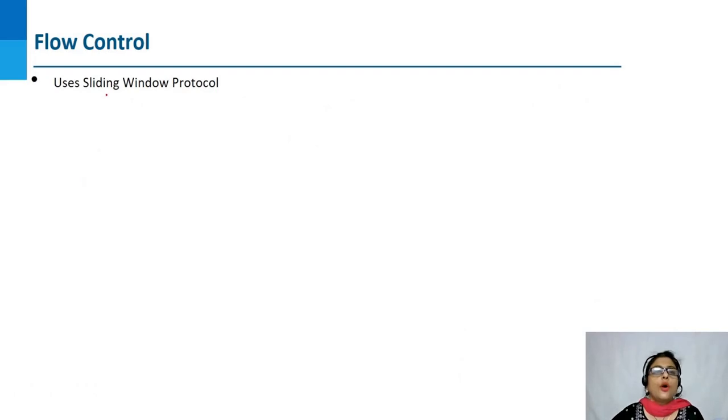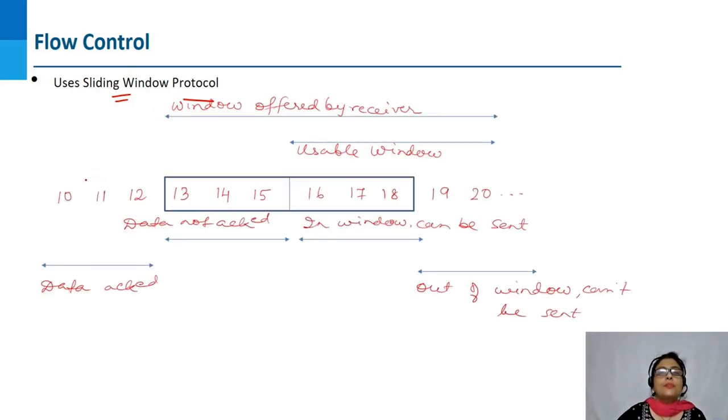Flow control of the transport layer uses sliding window protocol. We have already learned about the sliding window protocol at the data link layer. The sliding window protocol at the TCP is slightly different. Let us understand the pictorial representation of sliding window flow control protocol of TCP.